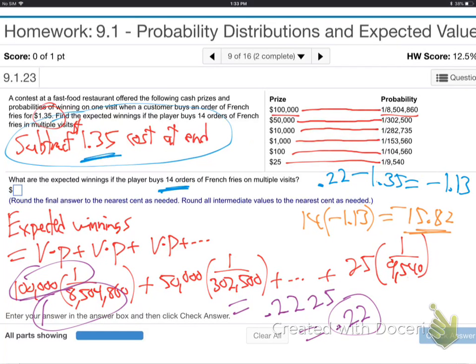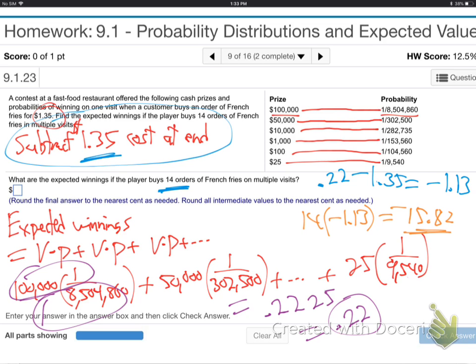So is that good then? Does that make sense, what we did? So one more time, you do expected winnings. It's just value times probability. Value times probability. Add them all up, get 22 cents. And then you've got to subtract the cost at the end, whatever it costs to play the game, to buy the ticket. $1.35, you subtract that. You get $1.13 is what you're going to lose on average every time you buy fries.